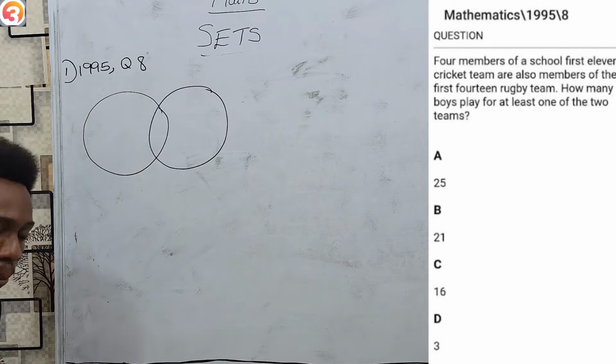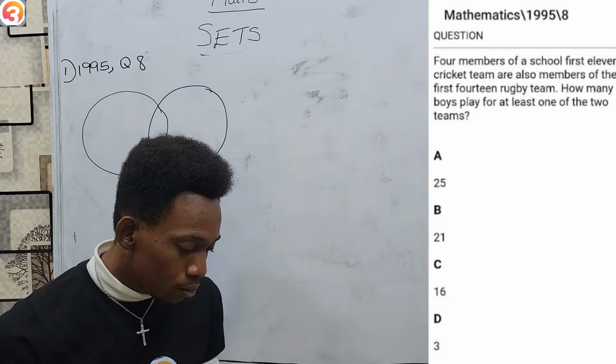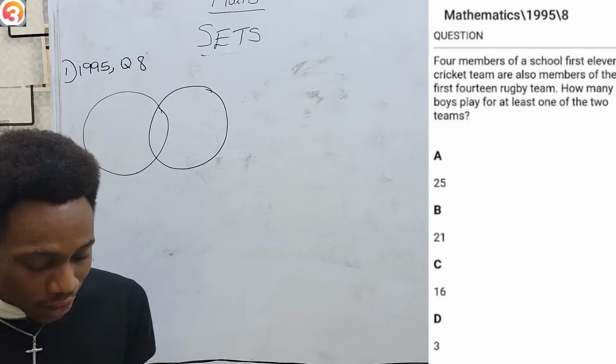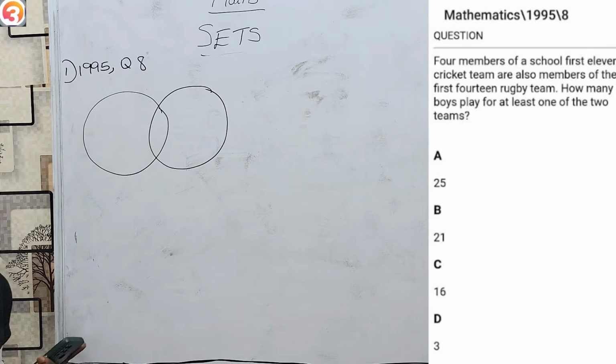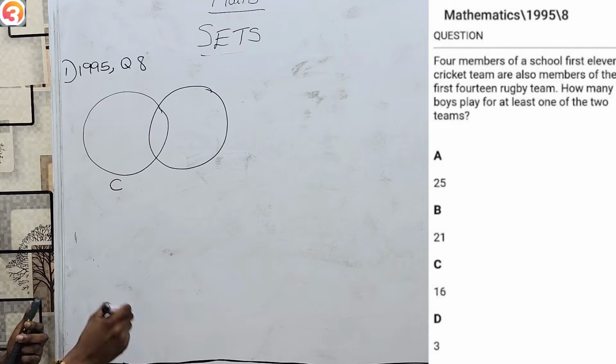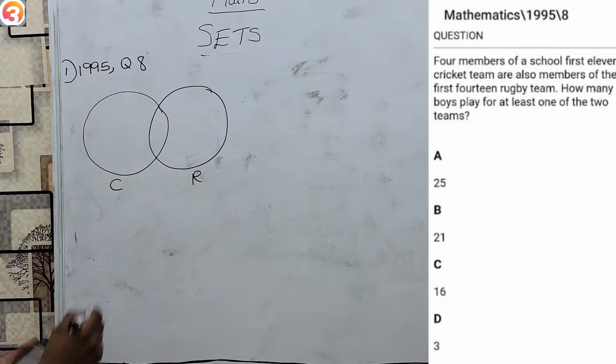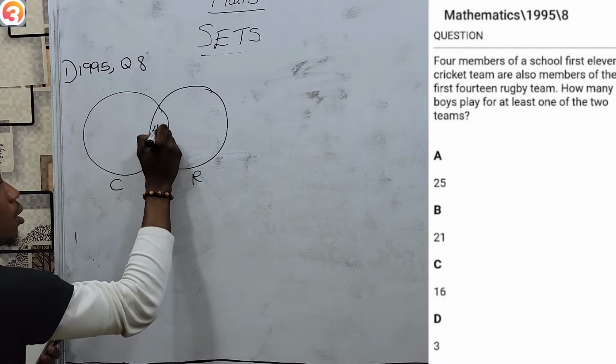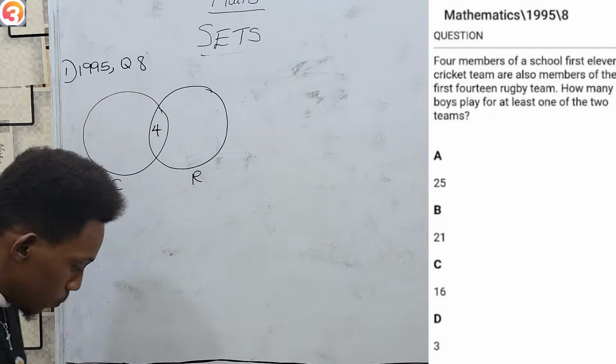Now, I know there's an overlap. Why do I know that? Because I'm told 4 members of the first 11 cricket are also members of the rugby team. If I call this my cricket set, this is going to be my rugby. Now, 4 members belong to both. Those 4 members come here where they overlap.